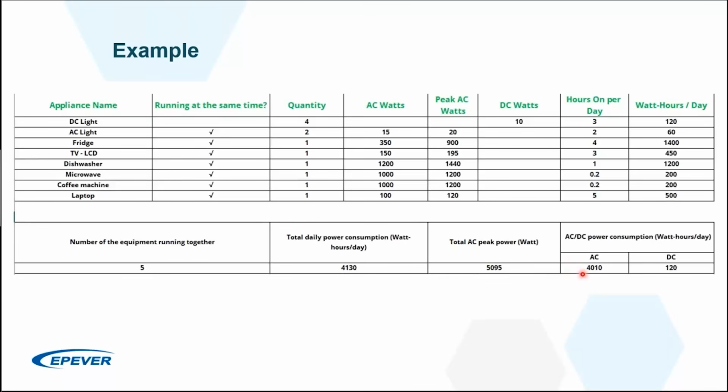I have 4,010 watts AC power consumption on average per day, and 120 watts of DC power per day. So this was the first step of designing my system. I just wrote down what I have, what is the wattage of them, how much I am using them, and I just added them up, and I came to these 2 numbers, the AC and DC consumption on a daily average.